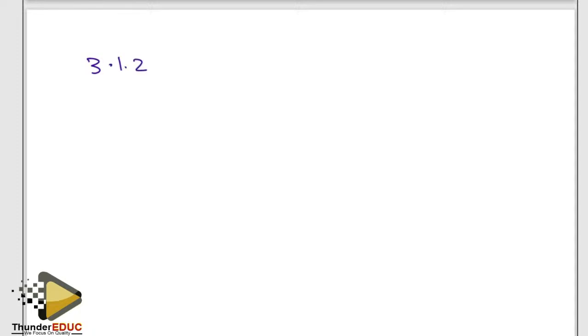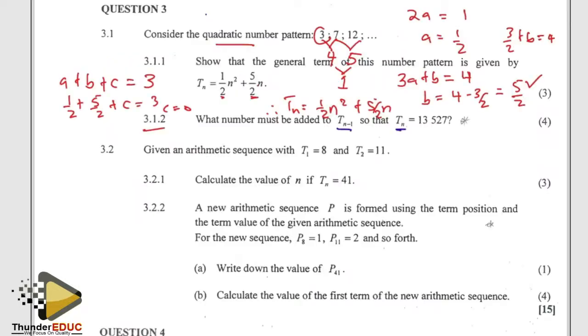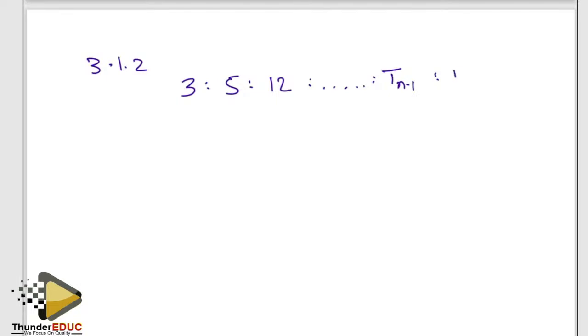3.1.2. So we started with a 3, a 7, a 12, and so on. We're going to have a scenario where we have a term that is Tn minus 1, and then we also have a term that is 13,527. Now the question is asking us what number must be added.